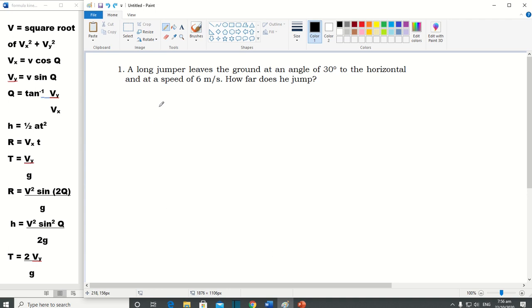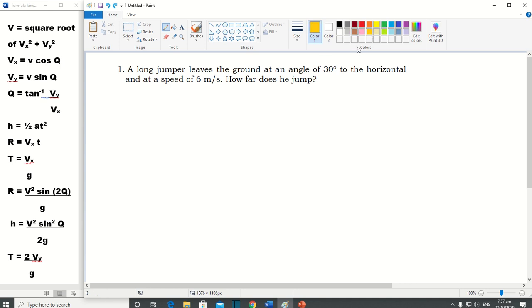So let's get started. Dito sa first problem, sinasabi, a long jumper leaves the ground at an angle of 30 degrees to the horizontal and at a speed of 6 meters per second. How far does he jump?